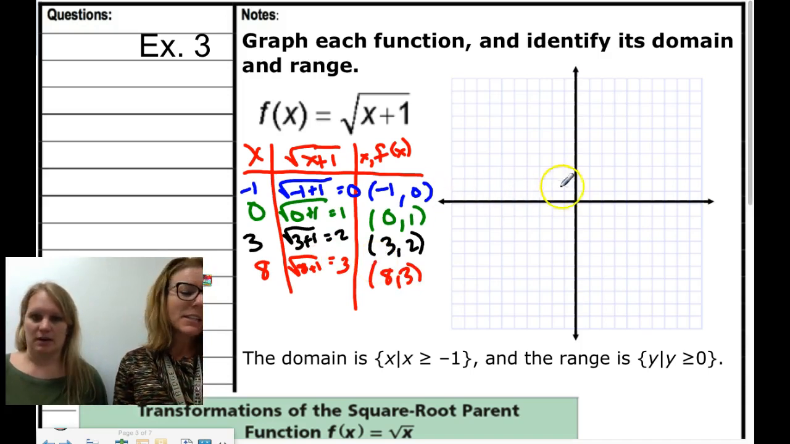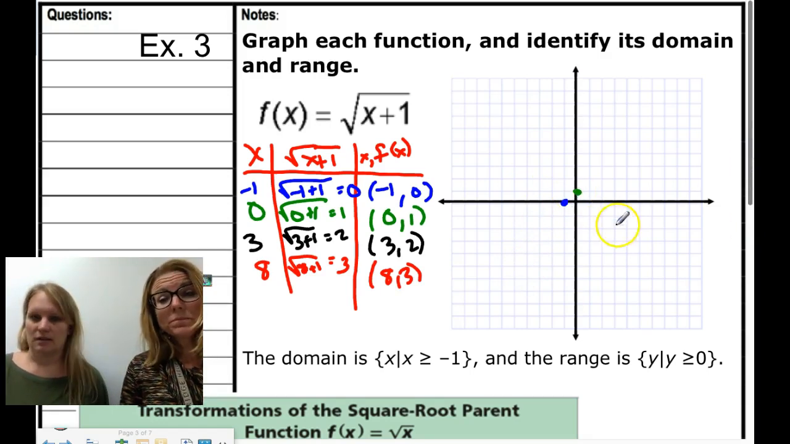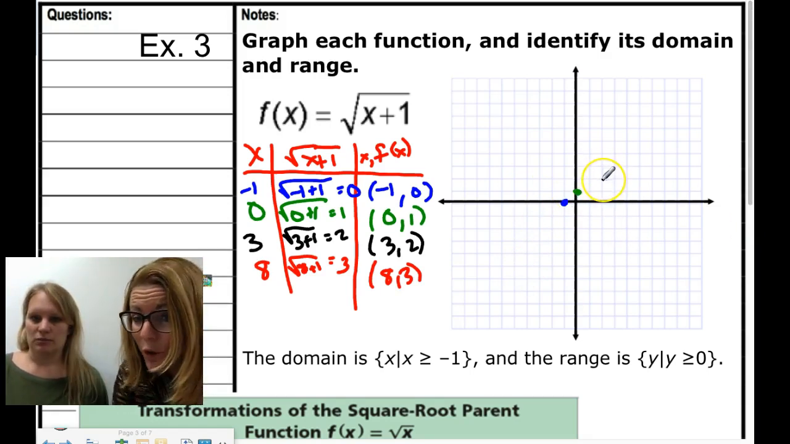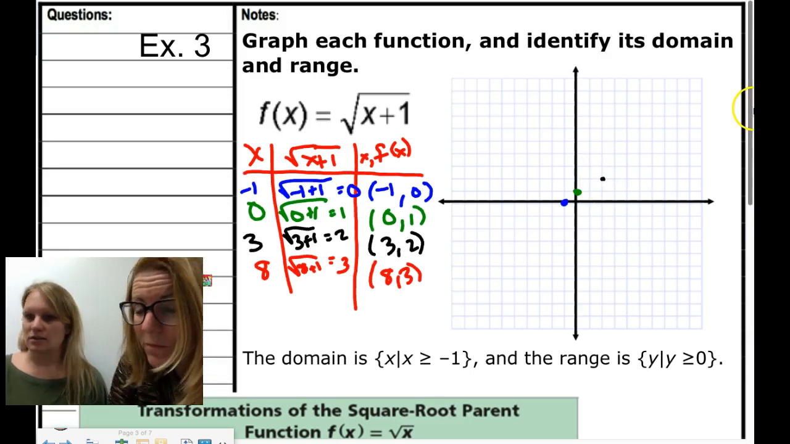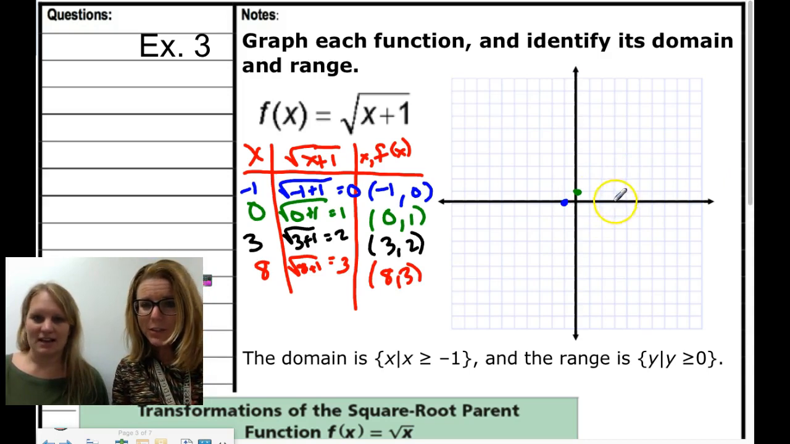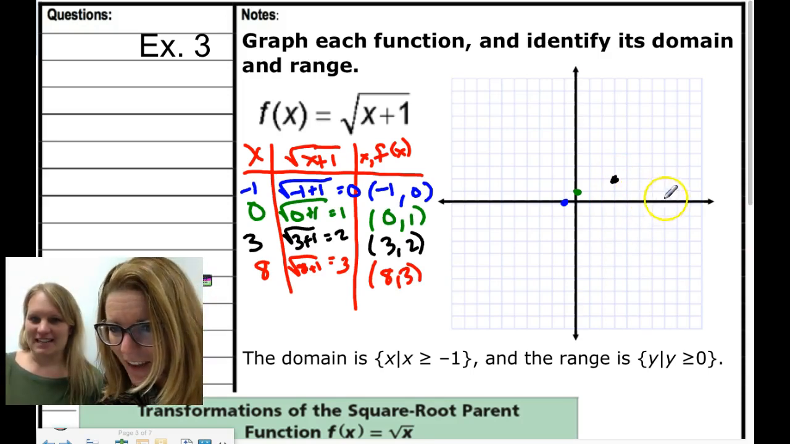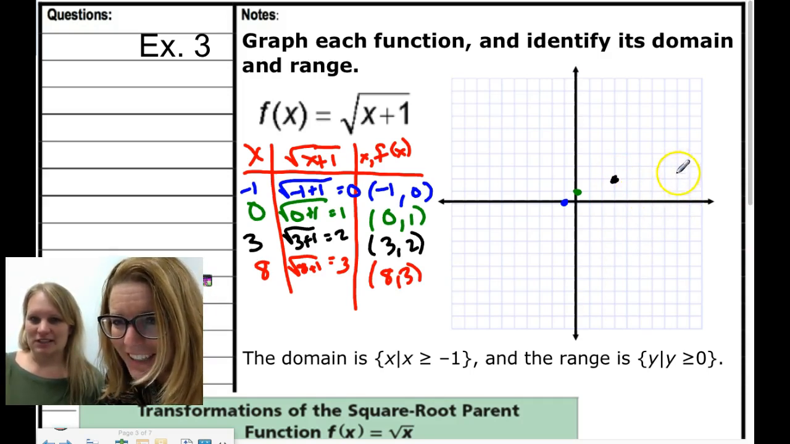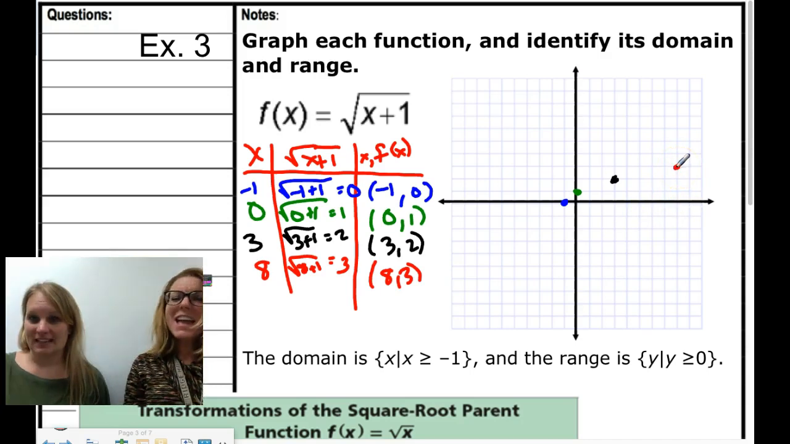Let's plot these points. So negative 1, 0. 0, 1. 3, 2. Over 3, up 2. And over 8, up 3. Yay!